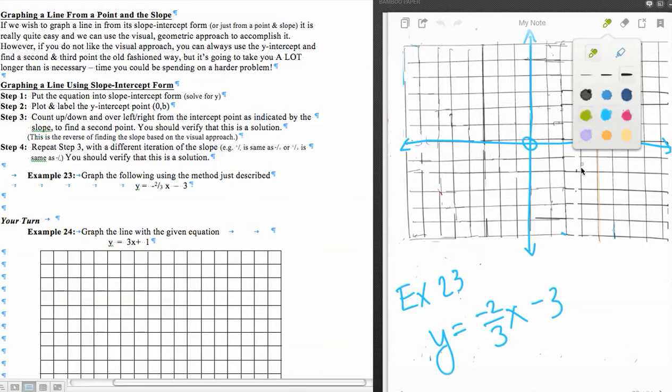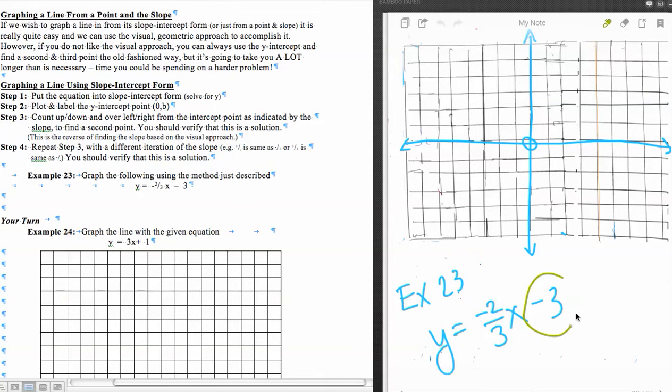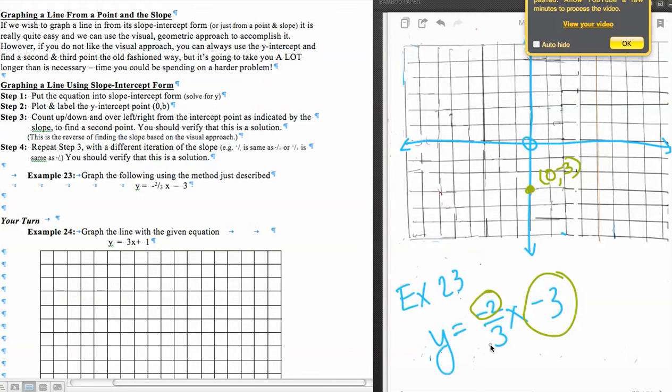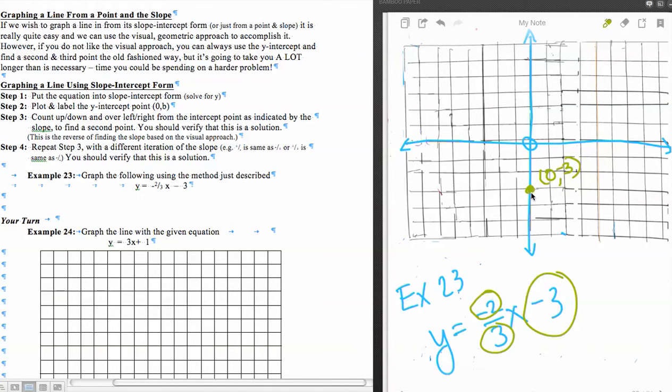So we're going to first of all plot the y-intercept right here. So negative 1, 2, and 3. So negative 3. So we have 0 and negative 3. Label that point. Make sure you label them. Now this one is my rise and this one is my run. So I'm going to rise a negative 2. That's going down. Rising is going down if it's negative and up if it's positive.